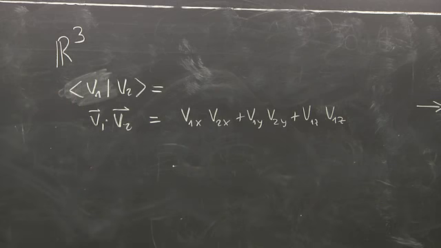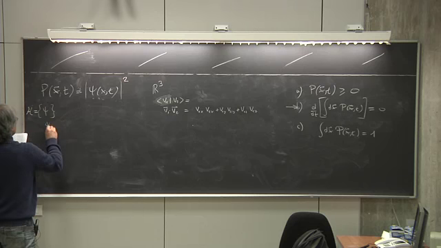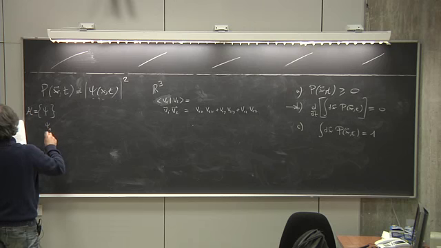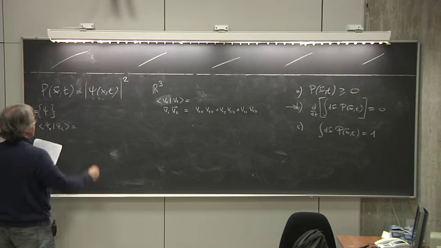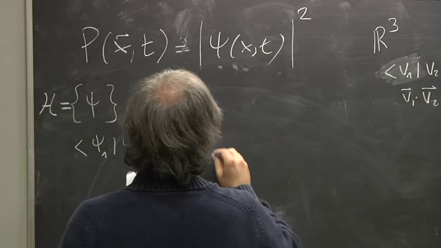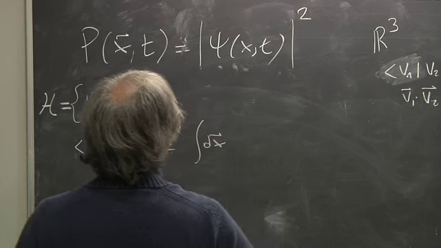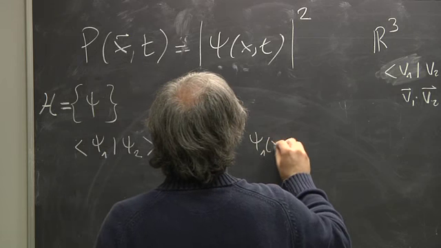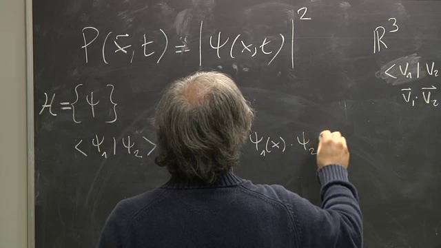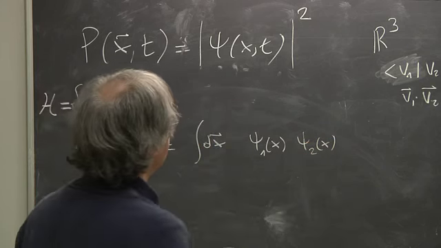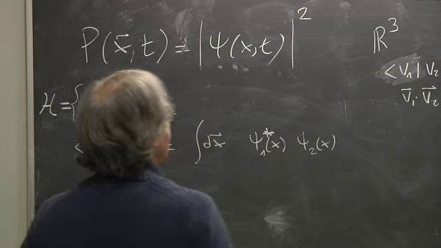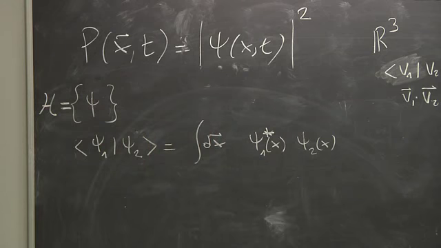So if I have two functions, psi1 and psi2, the scalar product is usually indicated like that. I just take the integral rather than the sum over all space points, and then I take psi1 of x times psi2 of x. Just normal multiplication. Almost right. Since these are complex objects, the thing to do is to put a star there.